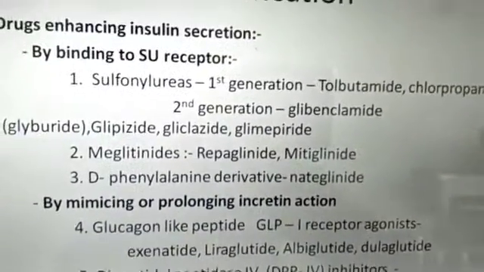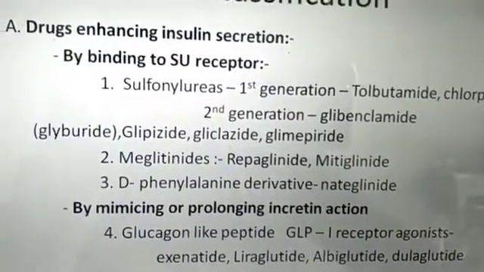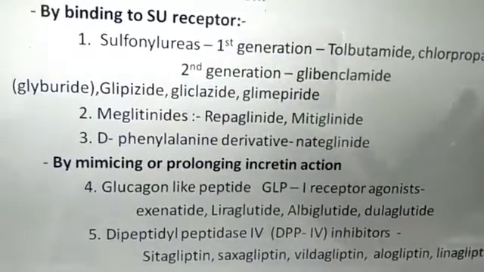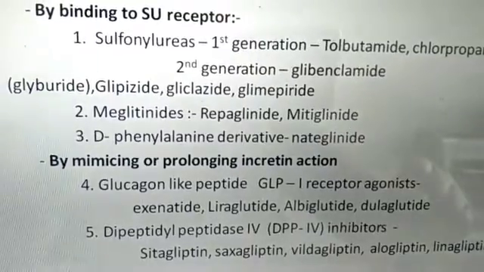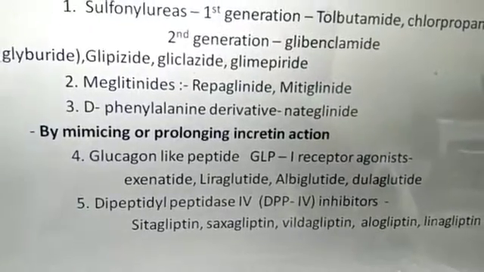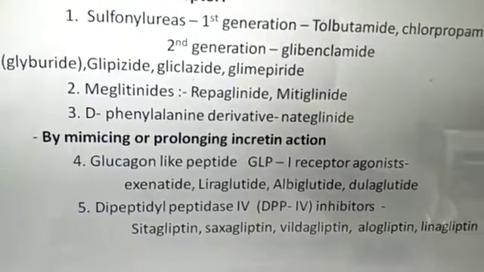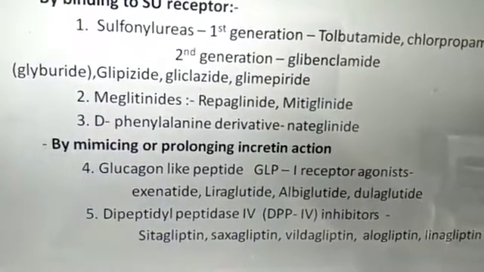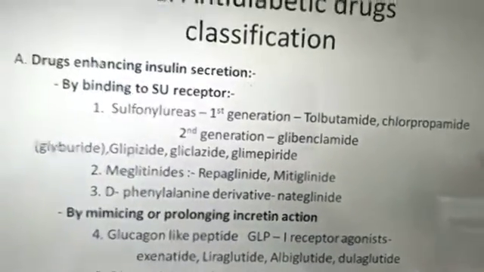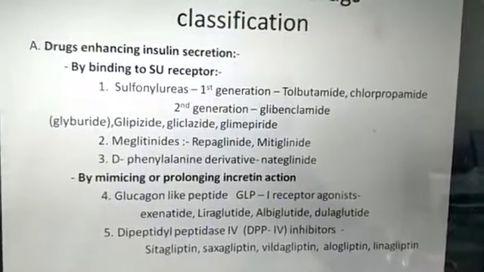So we can enhance insulin secretion by either giving drugs which bind to the sulfonylurea receptor and close the potassium channels, hence they increase insulin release, or we can give drugs which mimic the action of or prolong the action of incretin, that is a gut hormone which increases release of insulin from the beta cells of the pancreas. This is the first group, drugs enhancing insulin secretion.